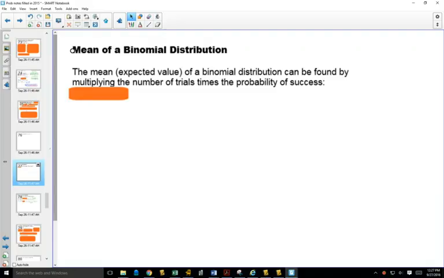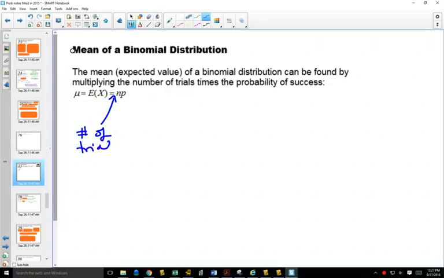And that's exactly what the formula for the mean is. Just how many trials. Our n here is a number of trials and your p is your probability of success. So yes, 40 questions, you guessed on all of them, you'd expect to get 10 right.